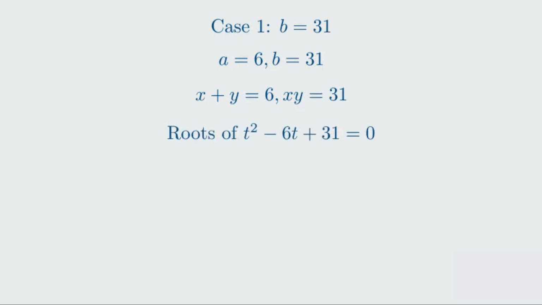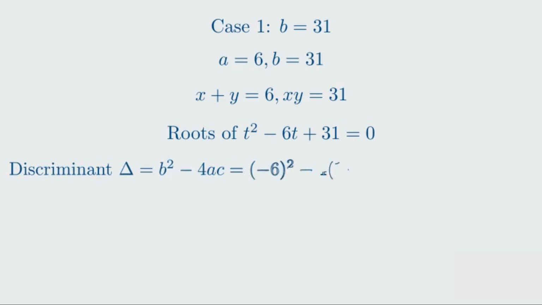Let's first consider the case where b equals 31. In this scenario, we have a equals 6 and b equals 31. This means x plus y equals 6 and xy equals 31. This implies that x and y are the roots of the quadratic equation t squared minus 6t plus 31 equals 0. To check if there are real solutions, we can look at the discriminant of this quadratic equation.